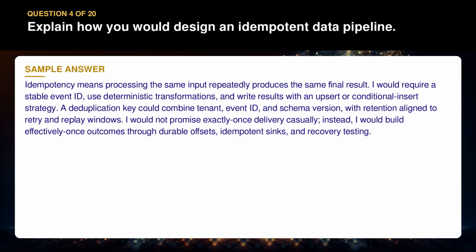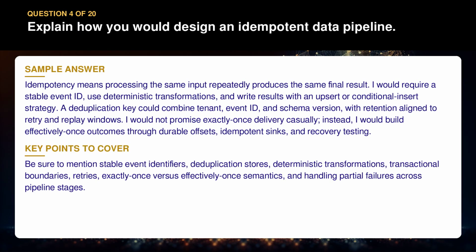I would not promise exactly once delivery casually. Instead, I would build effectively once outcomes through durable offsets, idempotent syncs, and recovery testing. Be sure to mention stable event identifiers, deduplication stores, deterministic transformations, transactional boundaries, retries, exactly once versus effectively once semantics, and handling partial failures across pipeline stages.